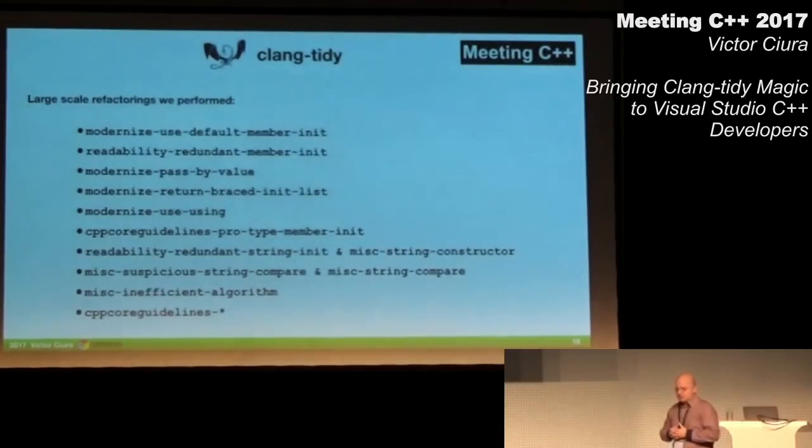Default member initializers, removing redundant member initializers, in-class initializers. We embraced the pass-by-value pattern for sync arguments. Modernize return by brace initialization. UseUsing, replacing type defs with using declarations. Readability improvements regarding redundant string initialization and string construction. Inefficient string compares, inefficient algorithm usages with regards to iterators, and of course, CPP core guideline checks.